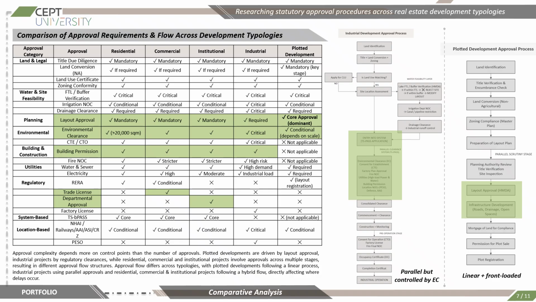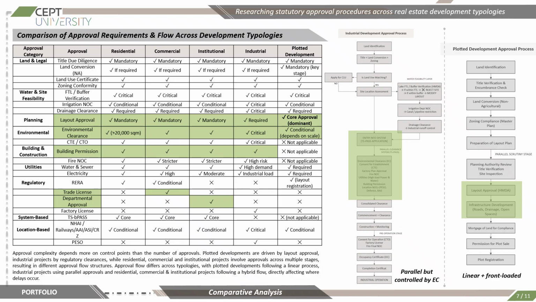In building and construction approvals, building permission and fire NOC are required for all buildings based on the developments. However, these are not applicable for plotted developments because there are no immediate building structures that are involved in the approval stage. The slide also compares approval flows. Industrial developments follow a parallel approval process but are controlled by the environmental clearance and regulatory norms. Plotted developments follow a more linear and front-loaded process where layout approval acts as the primary challenge.